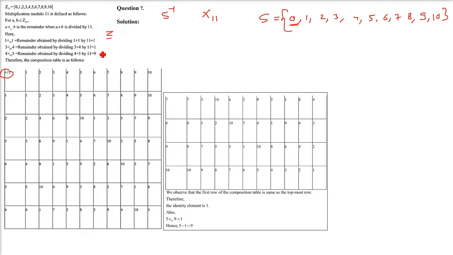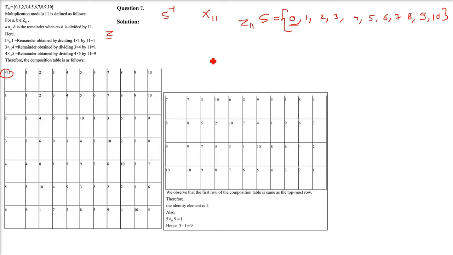Z always includes 0, but I'm just not indicating it because I'm reducing the space. So 1 to 10, 1 to 10, all these we are going to write. I hope you will be able to do the ×11 multiplication and then 11 modulo. Will you be able to do it? Okay, all these entries are filled. I hope that you will be able to do that.